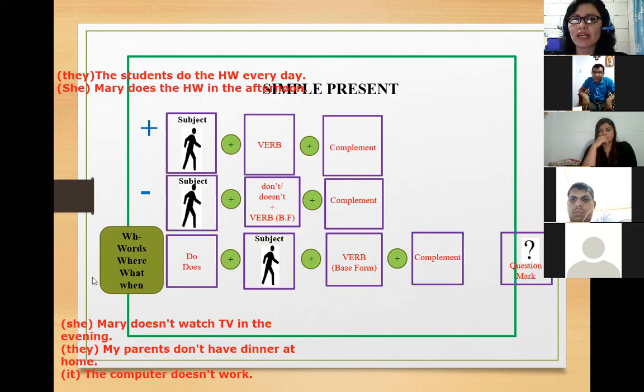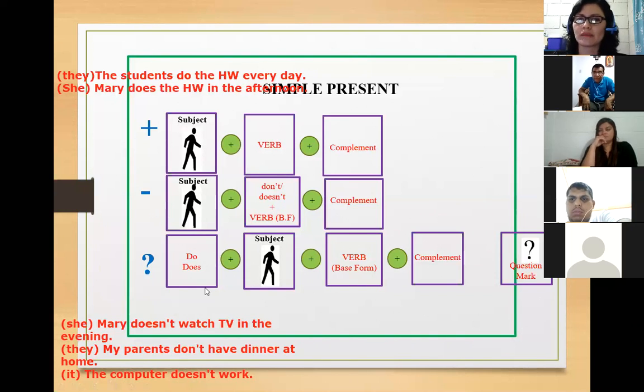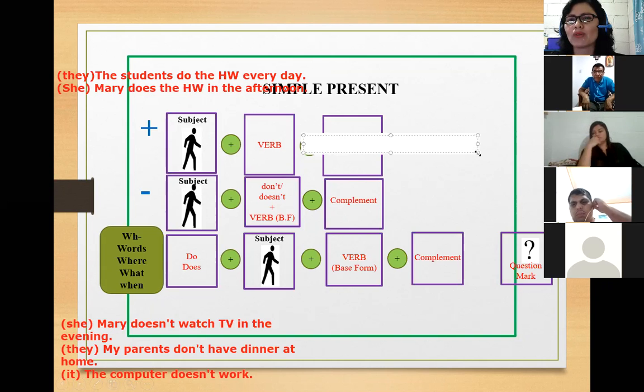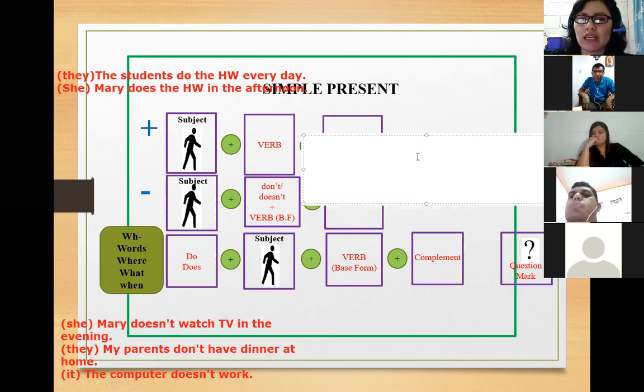So, at the beginning, if you see, yo lo puedo dejar así, okay? Puedo dejar auxiliary, subject, verb, complement, and question mark. But sometimes I'm going to need this. I'm going to need WH words like where, what, and when, okay? So I'm going to probably give you two examples right now, and then I'm going to move to the other presentation. Voy a mover a la otra presentación. Veamos.